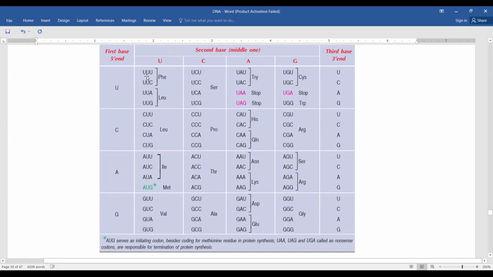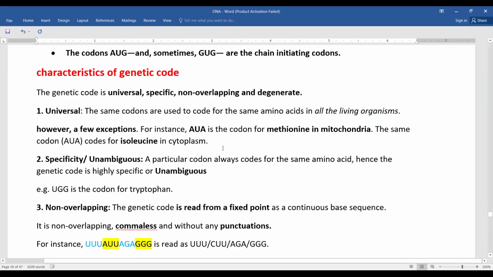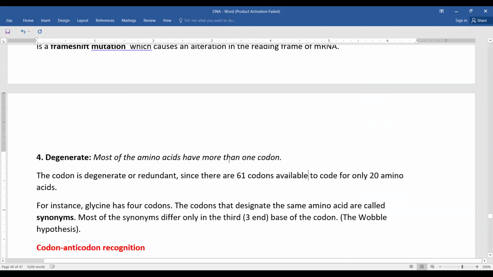So one amino acid can be coded by more than one codon. Except, I think, tryptophan and methionine, more than one codon is present. So that is called degeneracy. Simple. Most of the amino acids have more than one codon. The codon is degenerate or redundant or repetitive, since there are 61 codons available to code only for 20 amino acids.